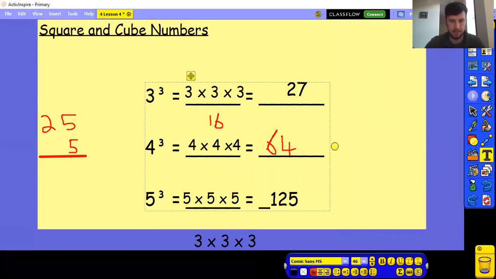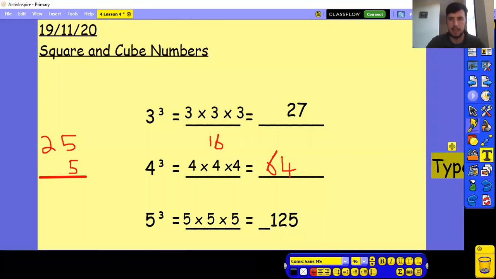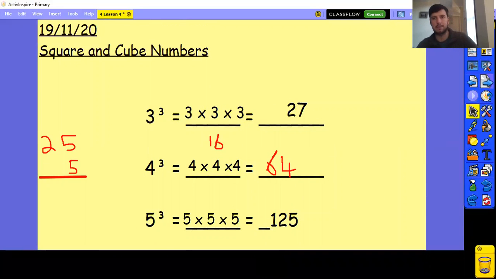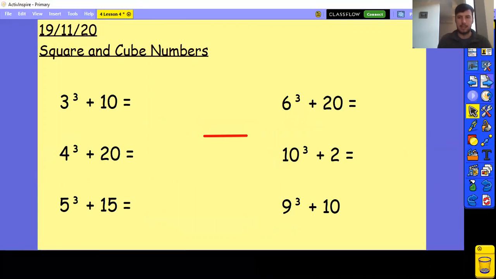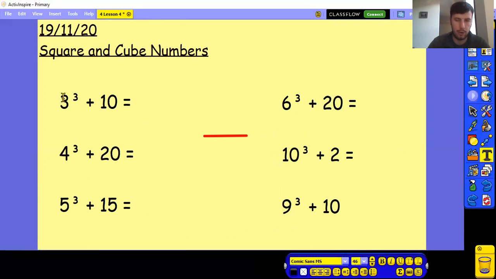Spot on if you said that. Equals 125. Right. Okay, so let's make it a little bit trickier still, shall we? Right, so we have got 3 cubed.